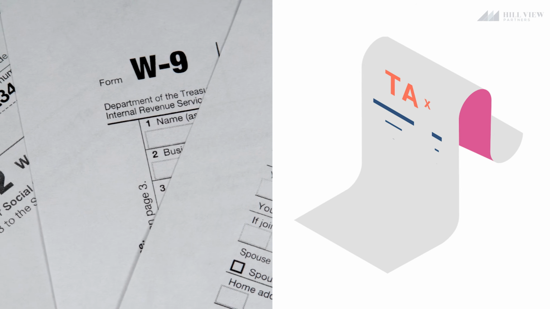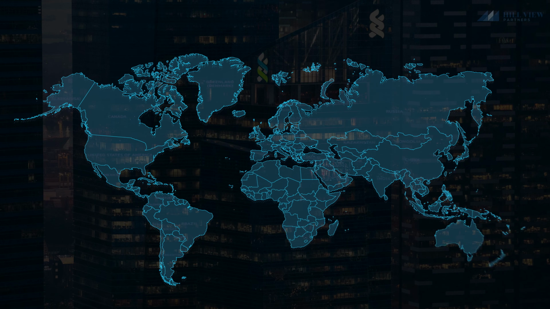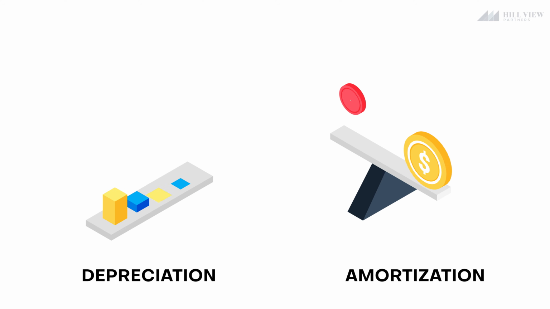So next is taxes. Now, given that everybody's tax situation is different depending on which state, which country, the categorization of a business, the entity that it sits within, it's more of an apples to apples comparison to look on a pre-tax basis. That's why taxes are added back. Next, you have depreciation and amortization.